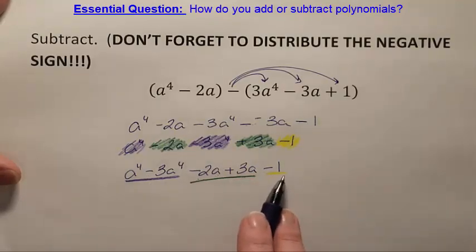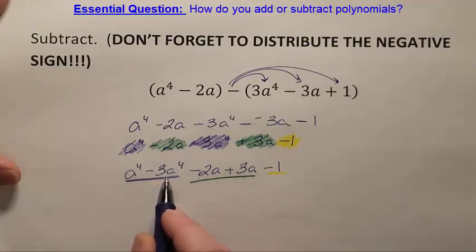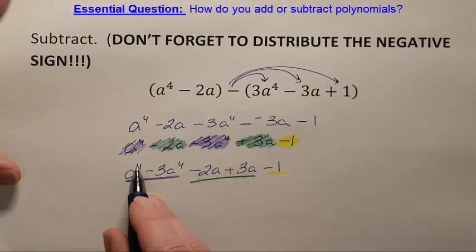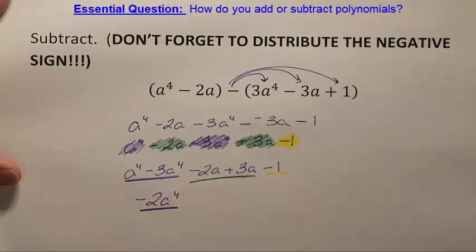I have 3 different colors, so I should end up with 3 terms. This purple needs to be simplified down to 1. If I had a to the 4th and I subtracted 3a to the 4th, I actually have a negative 2a to the 4th. So that is me simplifying my purple a to the 4ths.